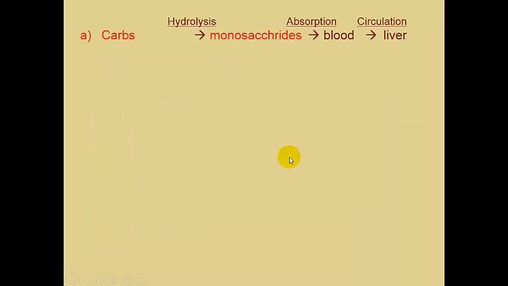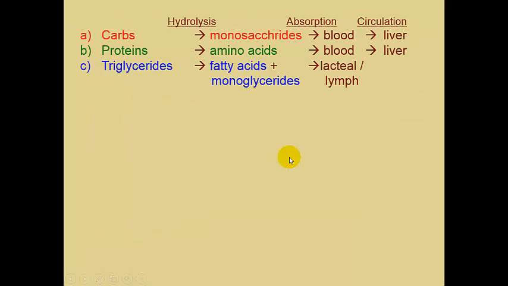And I think then we have this table to further emphasize all of this. The carbs are hydrolyzed, so this arrow refers to hydrolysis, to monosaccharides, and the monosaccharides are absorbed. These arrows refer to absorption, absorbed into the blood, circulate through the liver. And we go through that with each of these nutrient molecules. So these are the nutrient molecules: carbohydrates, proteins, and triglycerides, or lipids. We talk more about them in metabolism.